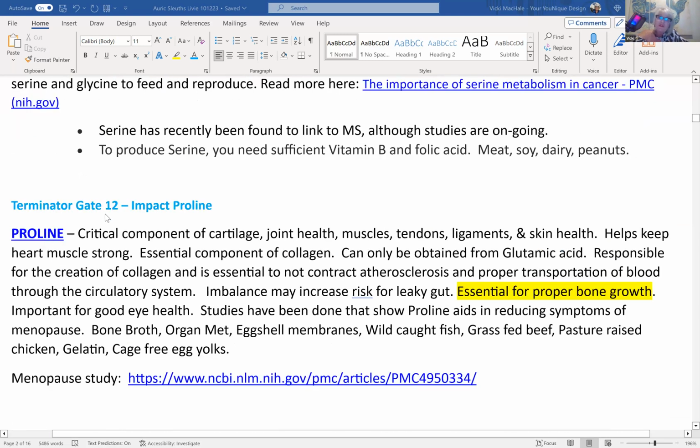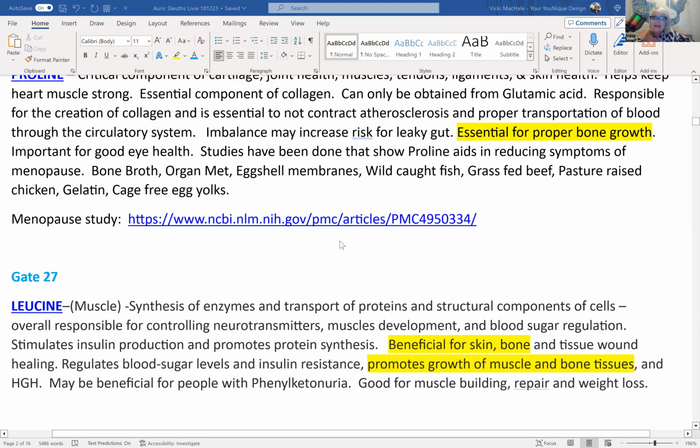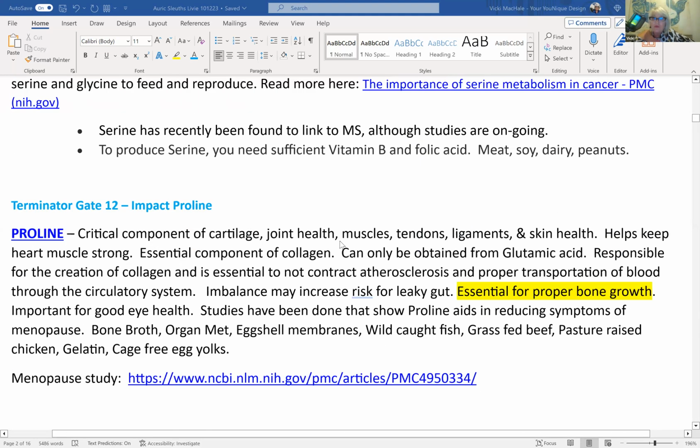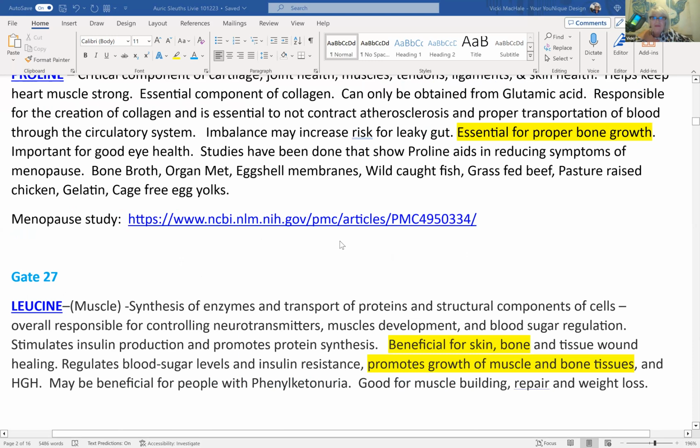Then we talked about the terminator gate 12. The terminator gate doesn't have an amino acid, but I have noticed that it highly impacts the gate 22, which that amino acid is proline, and proline is essential for proper bone growth. And then the leucine, beneficial for skin and bones, promotes growth of muscle and bone tissue.